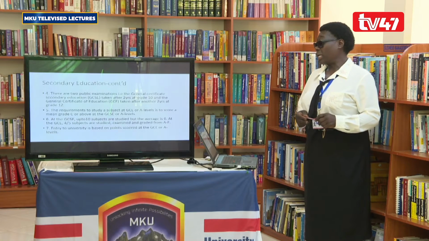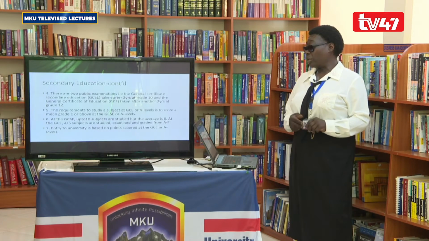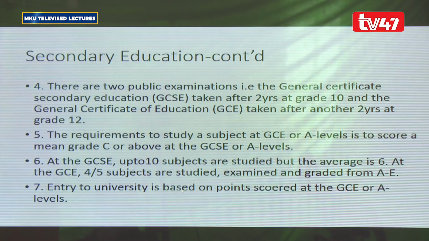Still under secondary education, there are two public examinations. We have the General Certificate of Secondary Education, GCSE, which is taken after 2 years at grade 10, and the General Certificate of Education, GCE, taken after another 2 years at grade 12. We are familiar with these features in our old 7-4-2-3 system. That was before 8-4-4, where we had the O levels, KCSE, and the A levels, KACE.